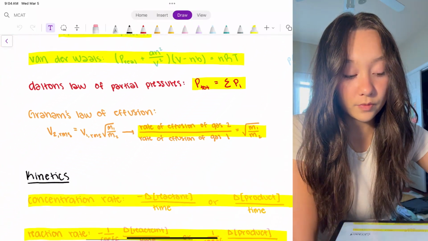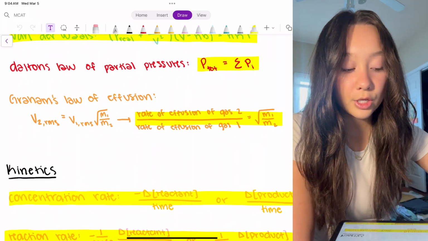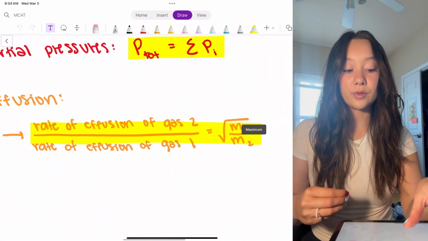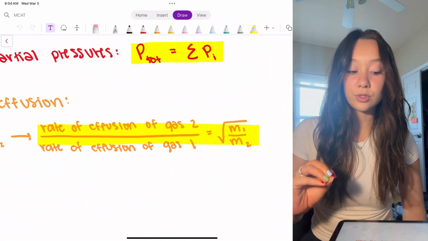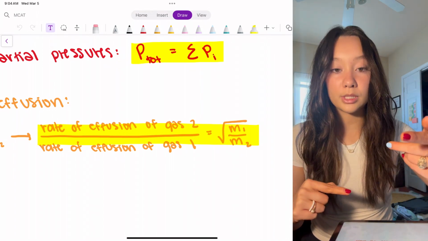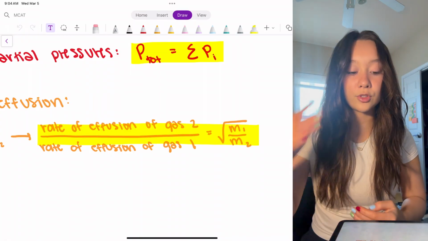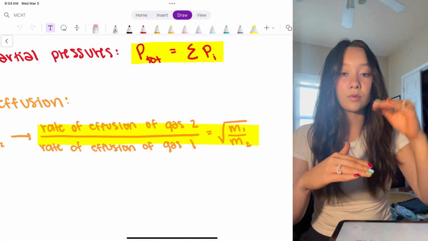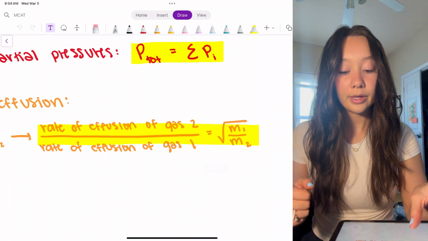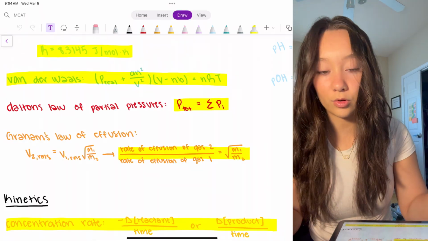Now, Graham's law of effusion, this relationship is important to know because it's easy to get confused. So if we think about R2 over R1, so the rate of effusion of gas 1 over the rate of effusion of gas 2 is equal to the square root of the opposite. So they're not proportionally related, if that makes sense. So we have 2 over 1 is equal to the square root of 1 over 2. And this side is mass, and this side is going to be effusion rate. And effusion rate is just those molecules like escaping a hole or something like that.